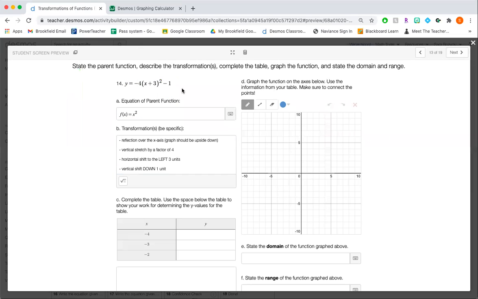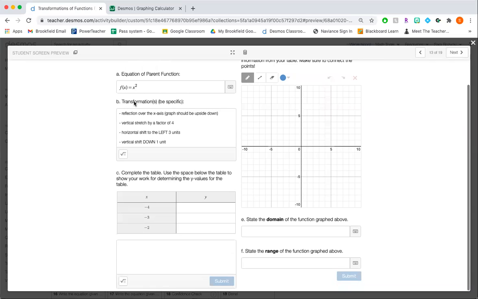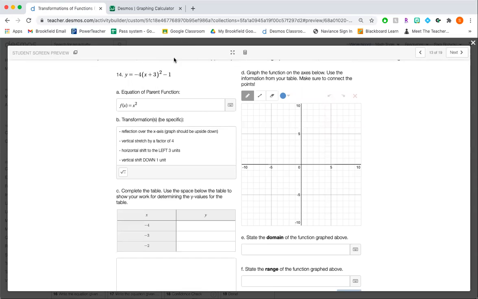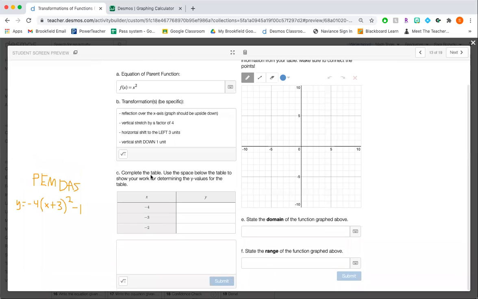The next part is where a lot of the mistakes come in evaluating this function. So I have my y equals, and I'm going to copy it down here. So we've got y equals -4 parentheses x plus 3 squared -1. And you really have to remember PEMDAS when you're doing this. PEMDAS is literally going to be in your math life forever. So you got to really remember it.